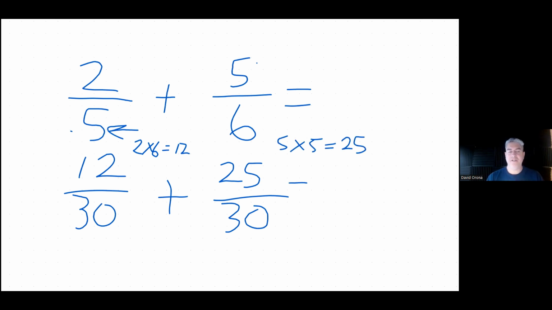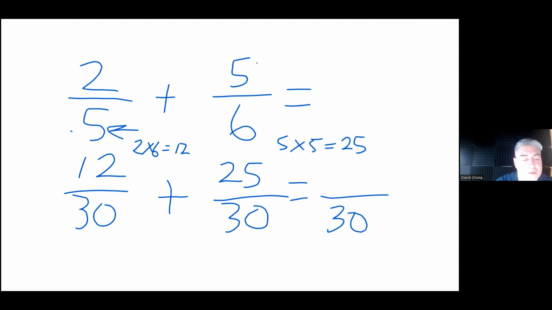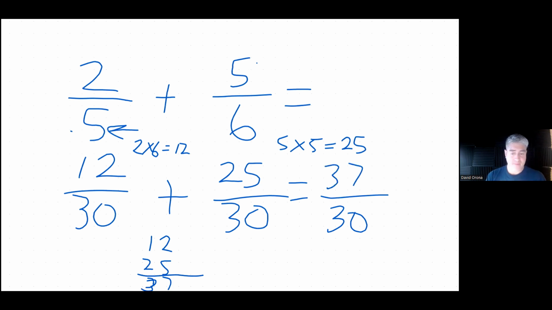All right, now let's go ahead and add these two up. Denominators stay the same. Numerators now. What's 12 plus 25? All right, well, let's figure that out. 12 and 25. That's 7 and 3. So we have 37. 37 over 30. Okay, what kind of fraction do we have here? We have an improper fraction, right? Okay, how do we change it to a proper fraction?